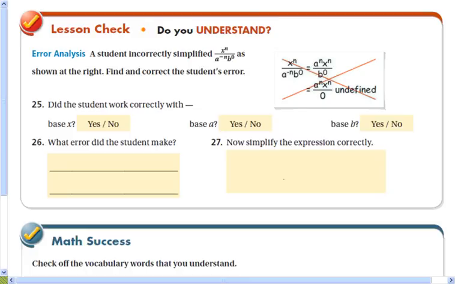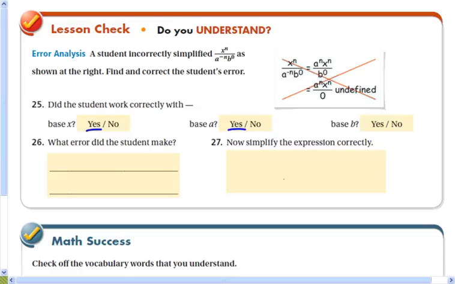All right, so let's do a quick lesson check here. Student incorrectly simplified x to the n over a to the negative n b to the 0 as shown at right. Does the student work correctly with base x? It seems like base x has a positive n for exponent, so that'll stay in the numerator. So we'll say yes there. Base A has a negative exponent in the denominator, which would be a positive exponent in the numerator. So that should be okay.